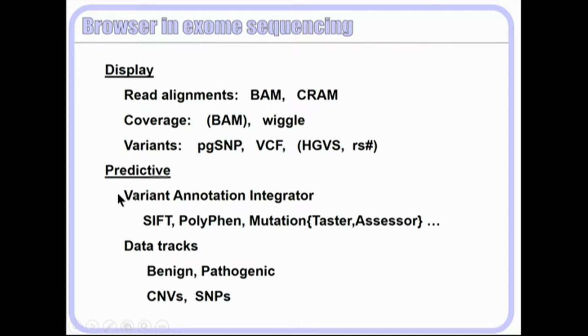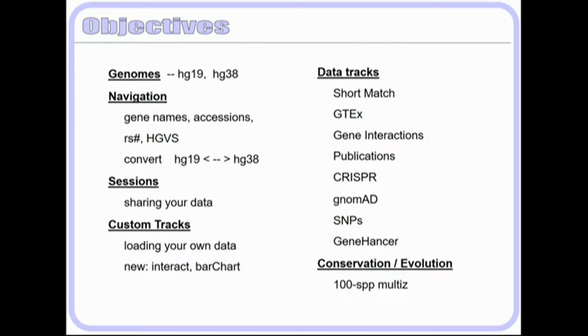And in assistance of the data, the predictive function of the browser is we have data tracks that allow you to see copy number variants and single nucleotide polymorphisms or variants, both benign and pathogenic, so that you can use those data yourself and do it in real time, looking at the data and decide for yourself what you think of that.